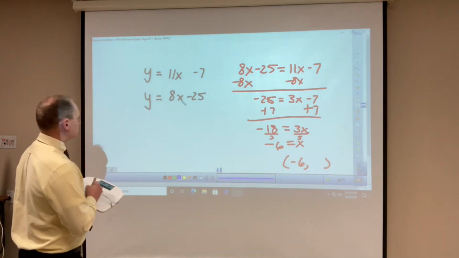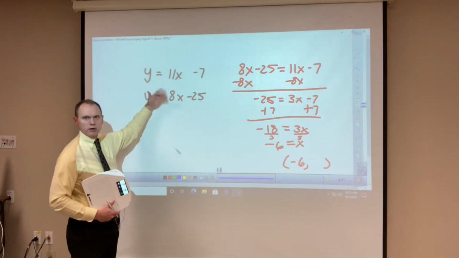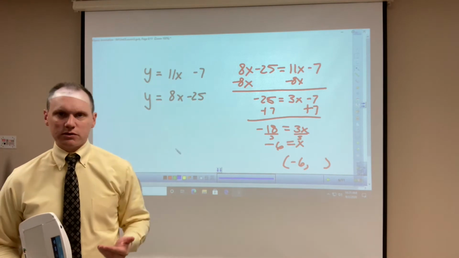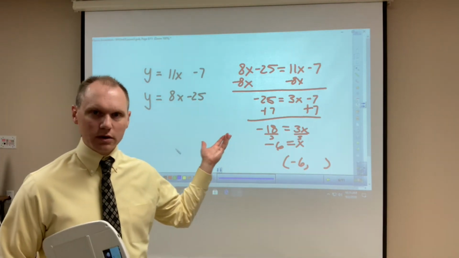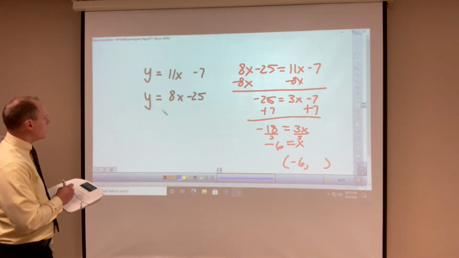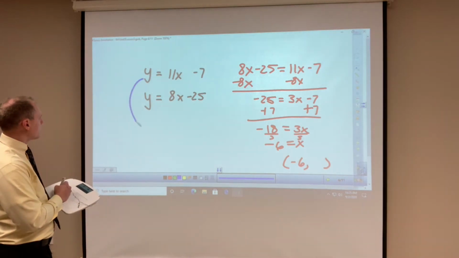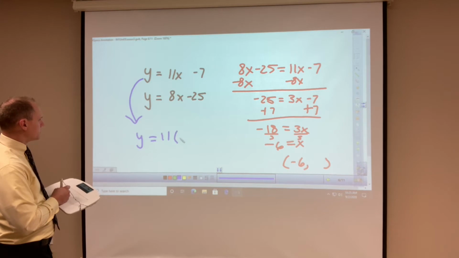So we're going to substitute negative 6 in for either one of your equations. I would really recommend look at both equations and figure out which one's easiest. Whichever one's easiest to substitute that negative 6 into, use that. You can actually do it with either one. It doesn't matter. So let's do the top one here. So if x is negative 6.